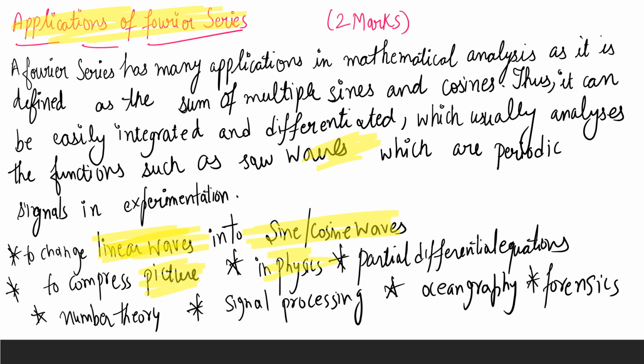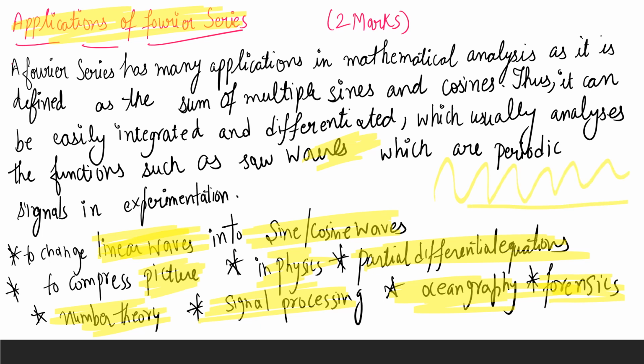In physics, it is used in partial differential equations. In number theory, this concept is used. In signal processing, this concept is used. In oceanography, this concept is used. In forensics, this concept is used. When we convert a periodic function into a series of sine and cosine, that series will be used as sine and cosine signal waves, and these signal waves are used in different types of machines, different types of signal processing. So this is mainly the use of Fourier series.